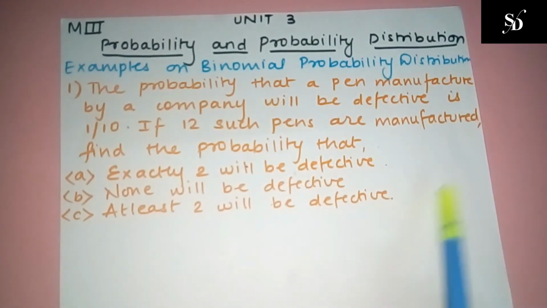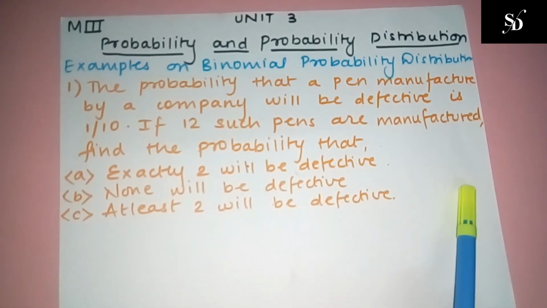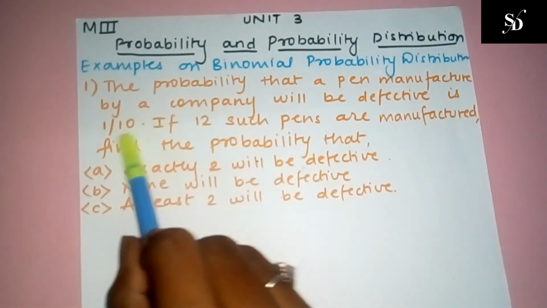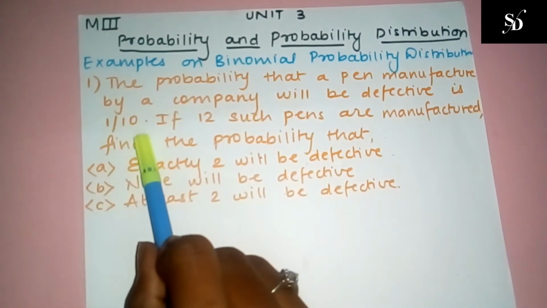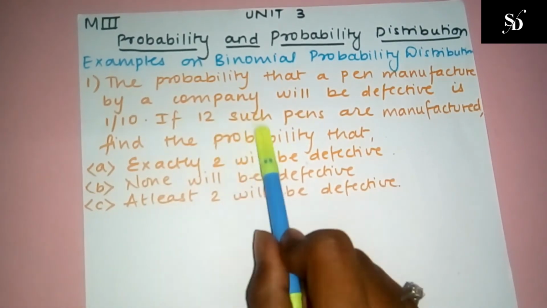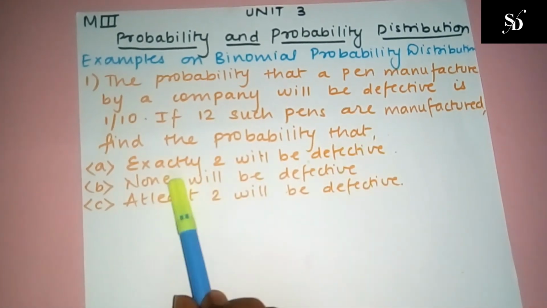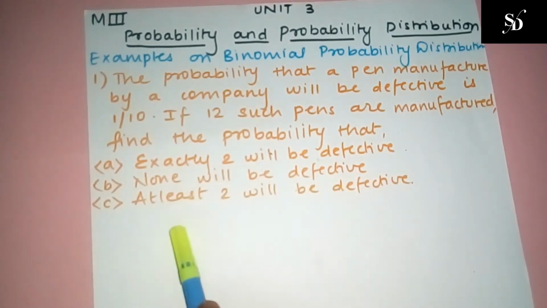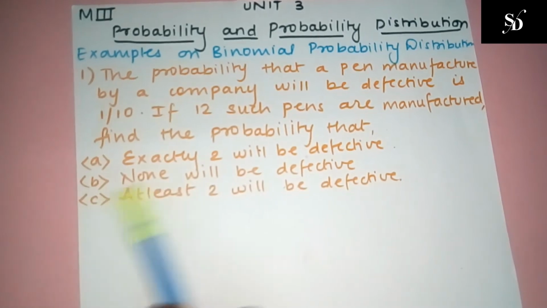So here is the first sum. I will tell you all stepwise how to solve this sum. So let's start. The probability that a pen manufactured by a company will be defective is 1 by 10. Now if 12 such pens are manufactured, find the probability that exactly 2 will be defective, none will be defective, and at least 2 will be defective. There are three things that we have to find from the given sum.